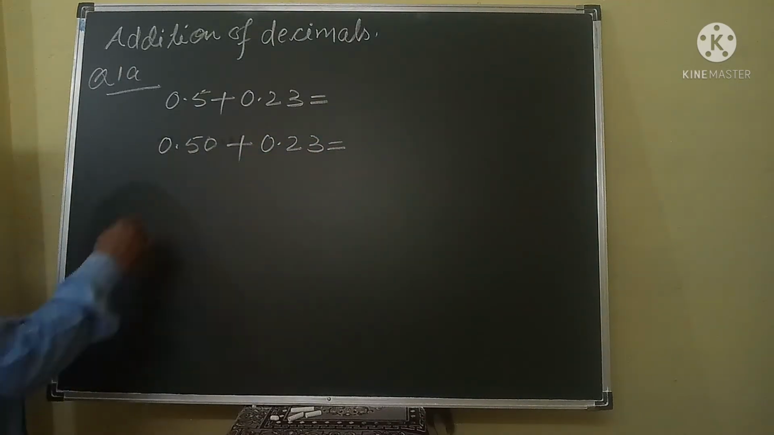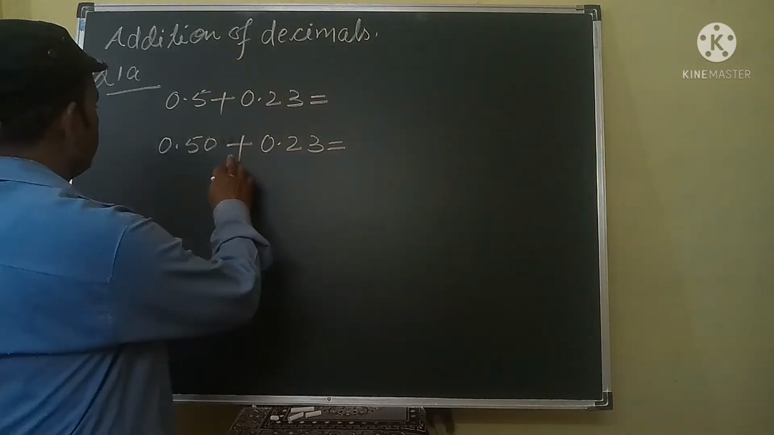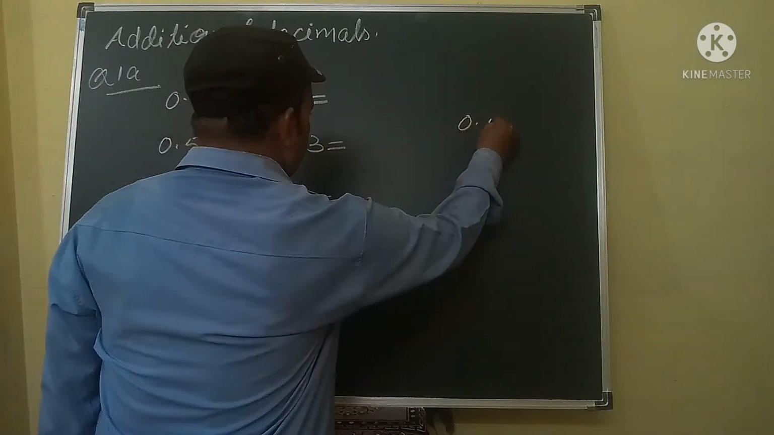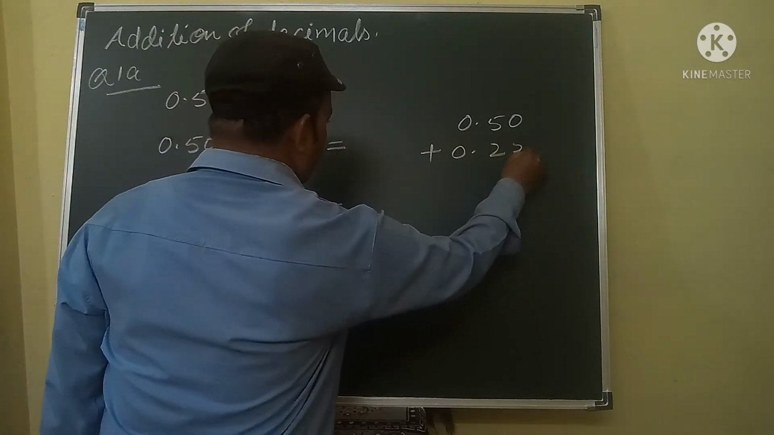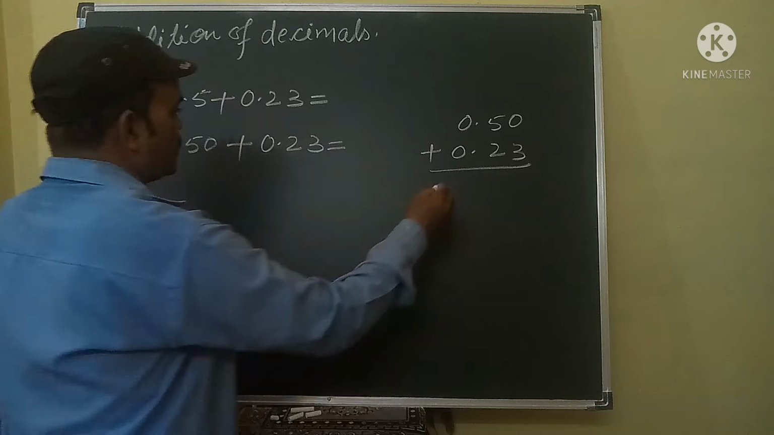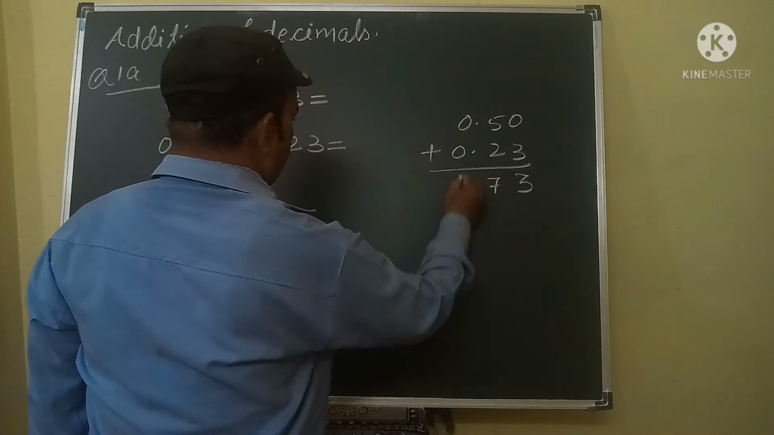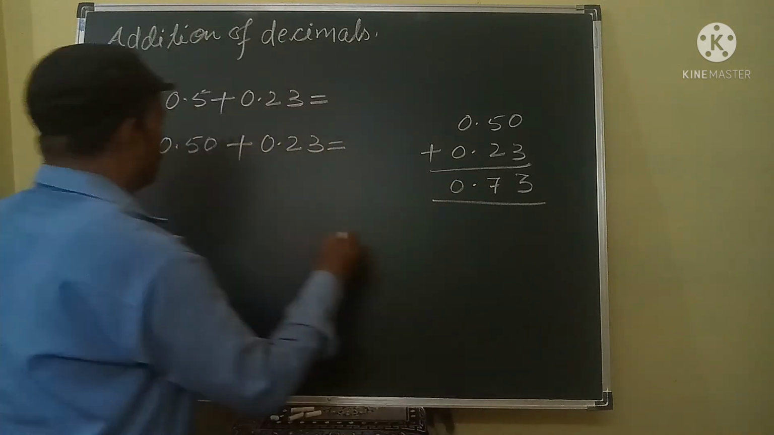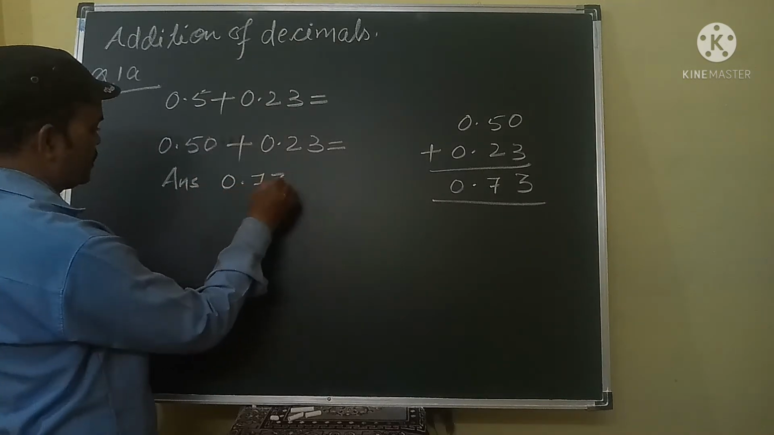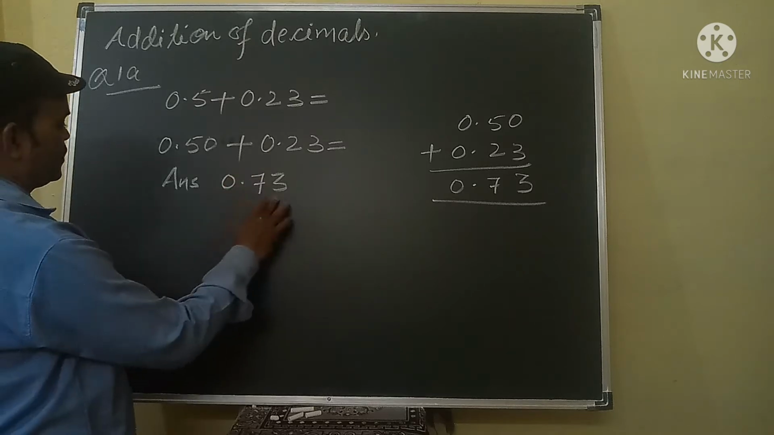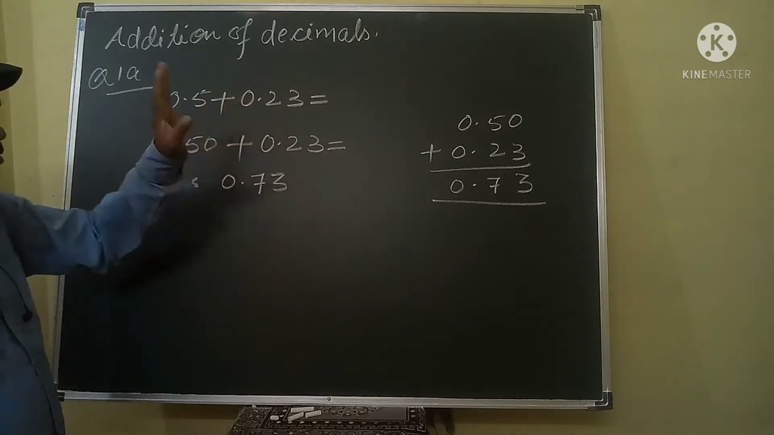0.23. After adding, look here: 0.50 plus 0.23. After adding you will get 0 plus 3, 3; 5 plus 2, 7; and this is 0. Your required answer is 0.73. 0.73 is the required answer for the question.